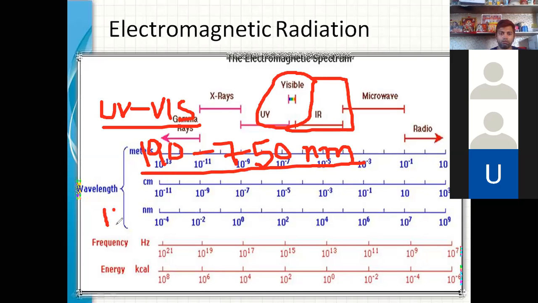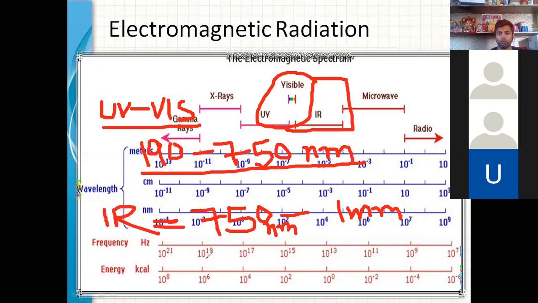And IR is 700 or 750 nanometers to 1 millimeter wavelength. Okay. So we are concerned with these two spectrums, UV visible and IR, because we have to study UV visible spectroscopy and IR spectroscopy.